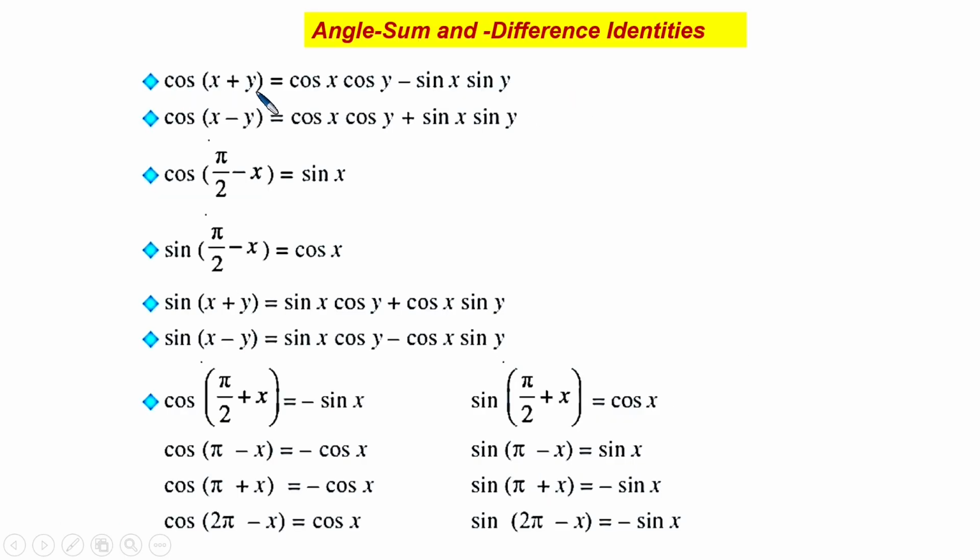So we had shown earlier using graphical method, that cos of x plus y is cos x cos y minus sin x sin y. Similarly here, cos of π by 2 minus x is sin x, because cos of π by 2 into cos of x, so cos of π by 2 is 0. Then plus sin π by 2, sin π by 2 is 1, and sin x. So this is sin x.